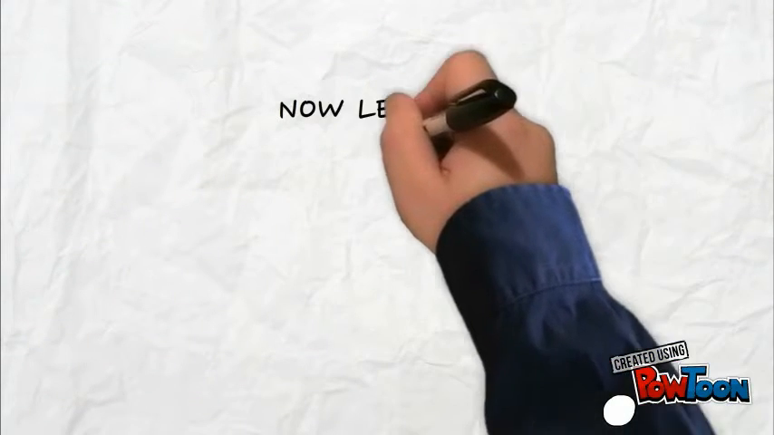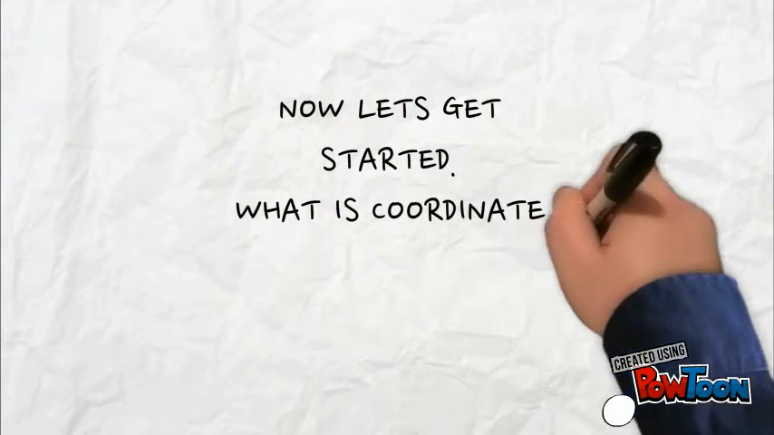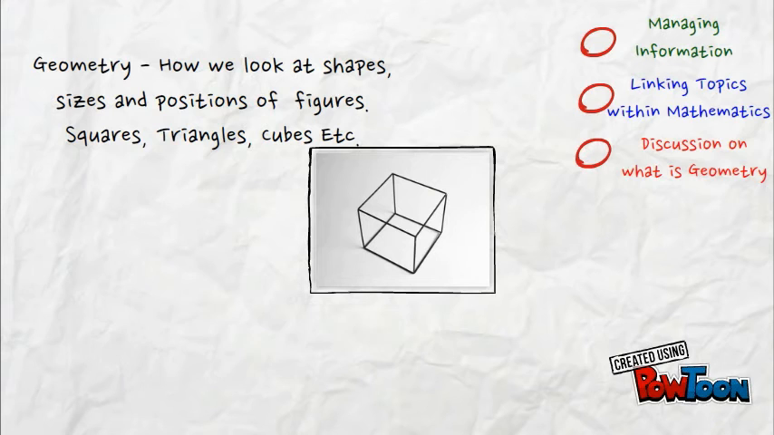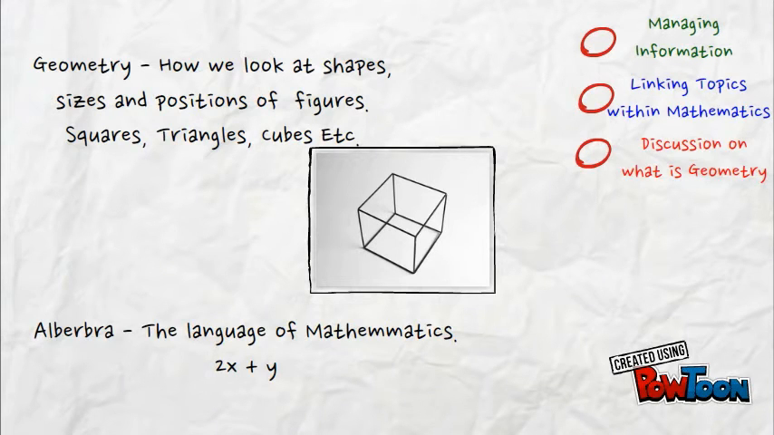So, let's get started. What is coordinate geometry? Coordinate geometry is what links geometry and algebra. Geometry, in how we look at shapes, positions of figures, squares and triangles, and algebra, the language of mathematics.